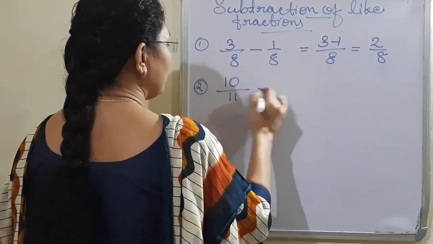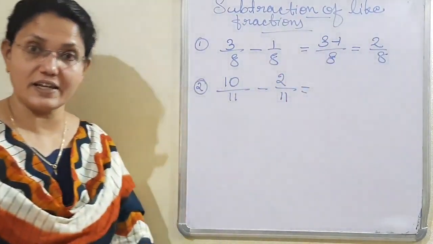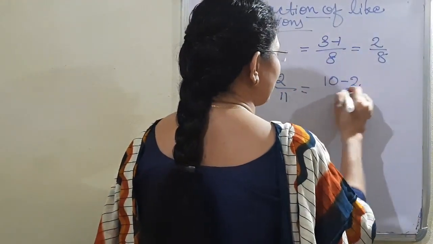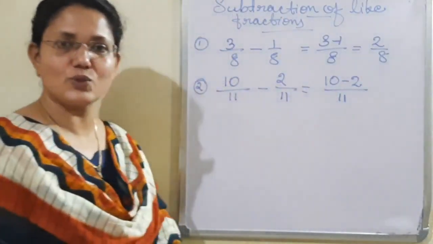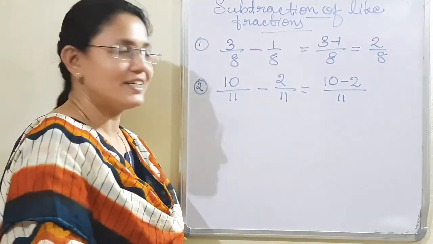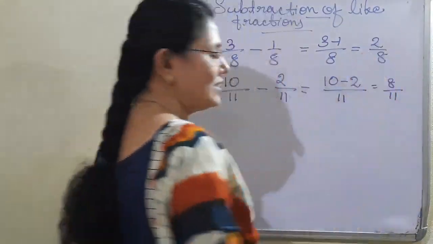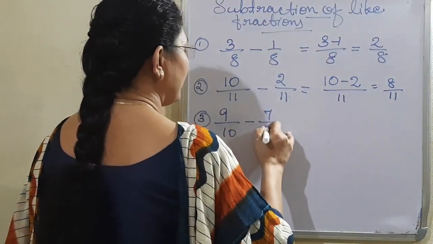10 by 11 minus 2 by 11. Here also the fractions are like fractions. So what to do? Subtract the numerators. 10 minus 2 by 11. 10 minus 2 is what? 10 minus 2 is 8. 8 by 11.